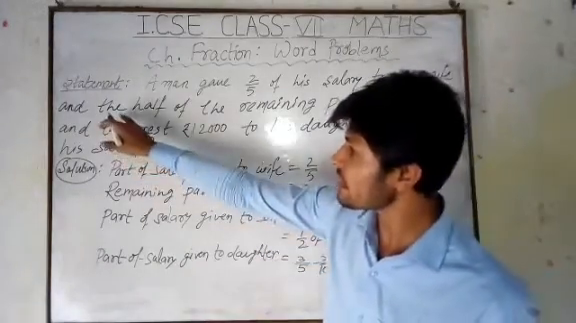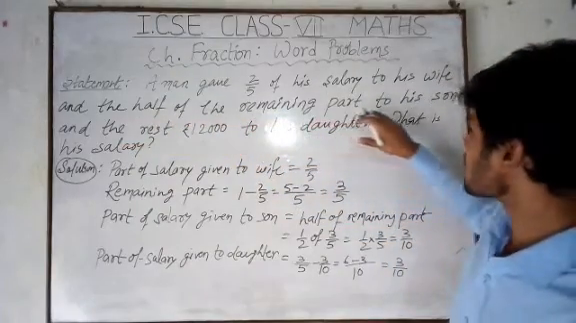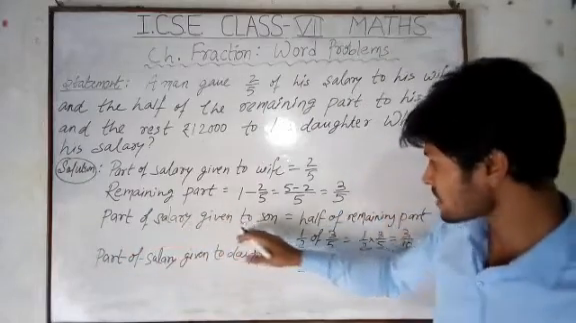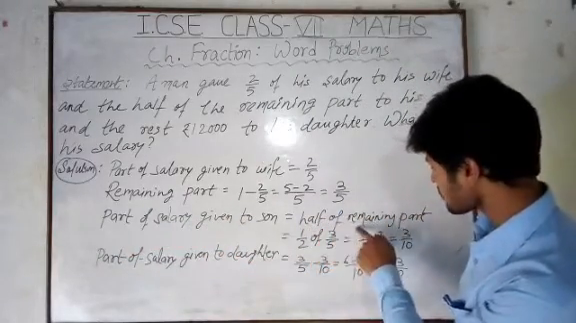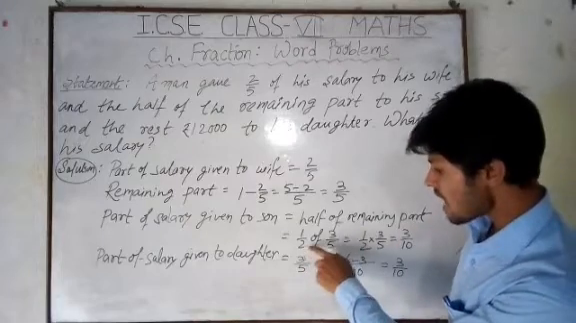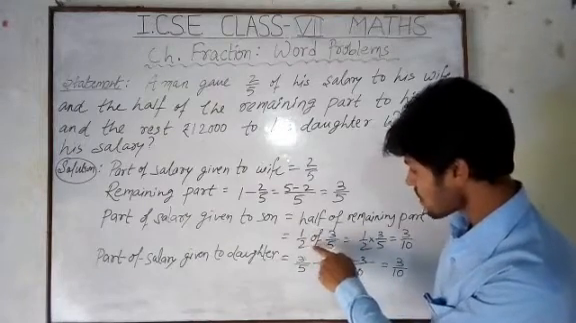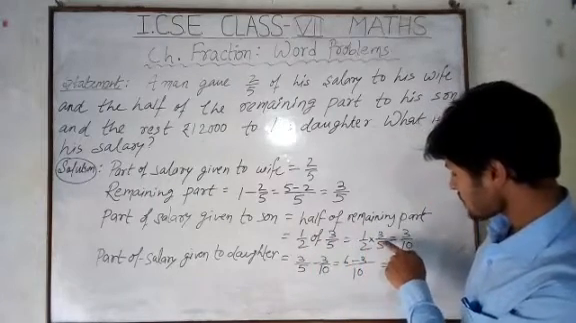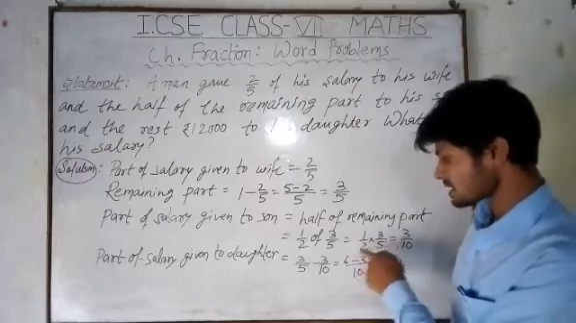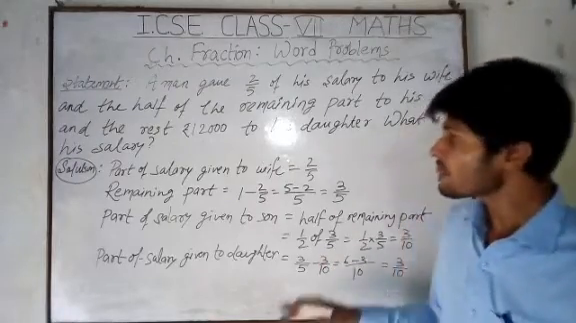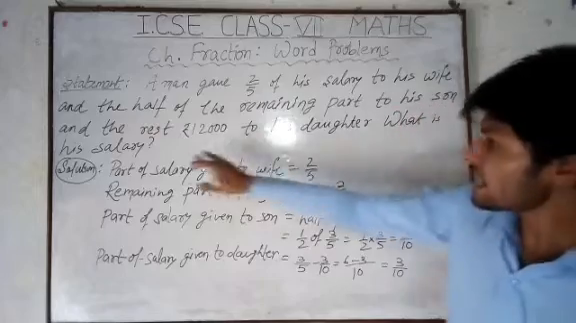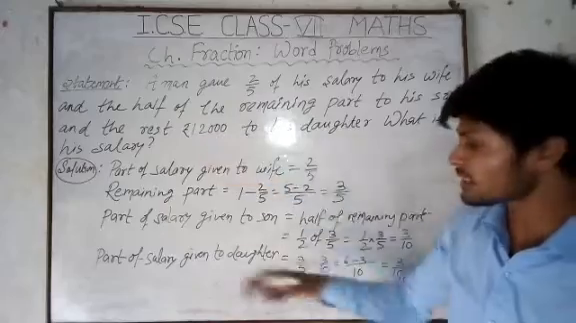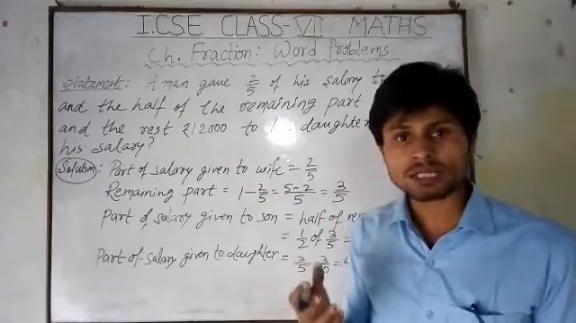But here it is written that half of the remaining part is given to the son. So the part of salary given to the son is half of the remaining part. Half means 1 by 2, and the remaining part means 3 by 5. So half into 3 by 5 becomes 3 by 10, as you can see the calculation is done here. Now it is also mentioned that the rest 12,000 is to his daughter. This is the amount given, but here we have to find out the part of salary given to his daughter.